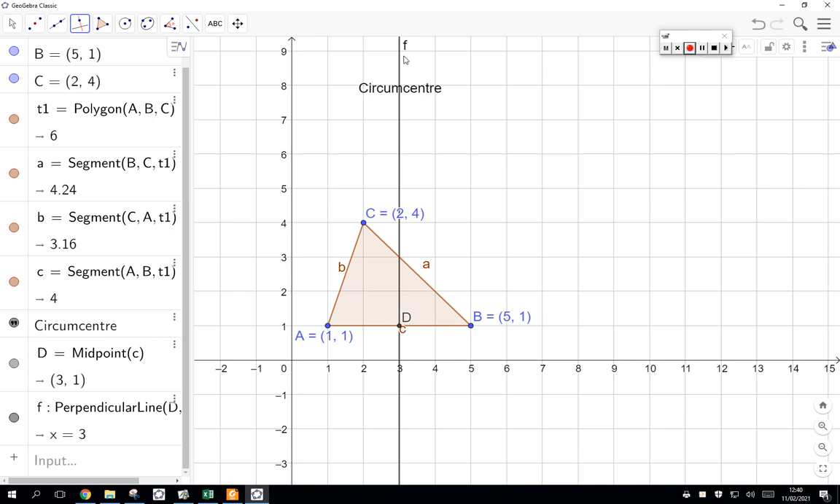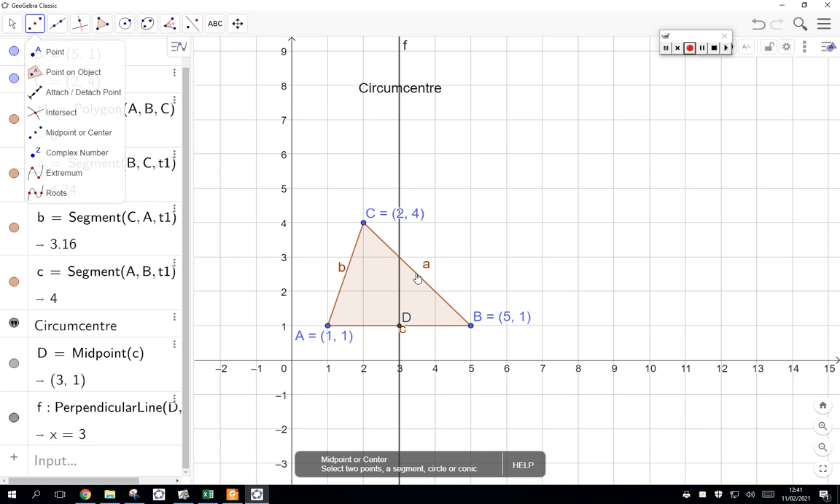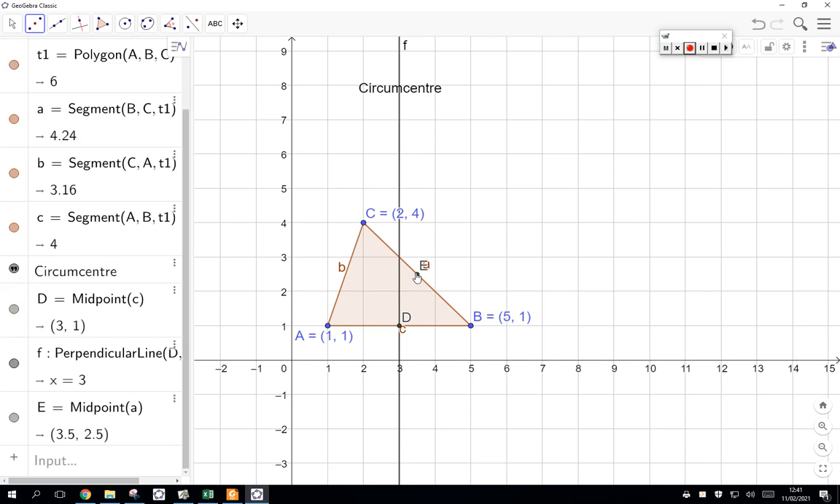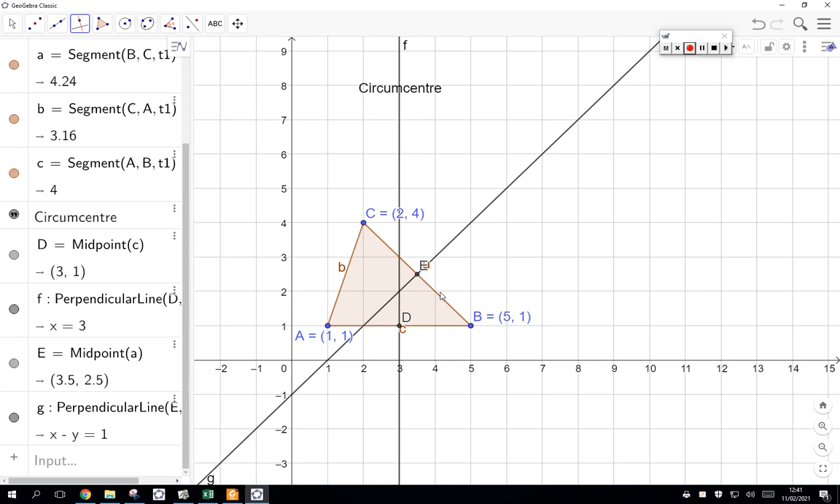GeoGebra has called that line F. F here is the perpendicular bisector of the side with endpoints at A and B. Actually, that side is little c, probably a better way to call it, opposite vertex big C. And if I want to draw the perpendicular bisector of side little a, again I just have to first find the midpoint, which I do in GeoGebra by clicking on my point menu, midpoint or center, and clicking on my line segment. There's my midpoint. Then in my perpendicular line menu, I'm going to draw a line perpendicular to this side through E. I just click on the point, click on the side, and there's my perpendicular bisector.